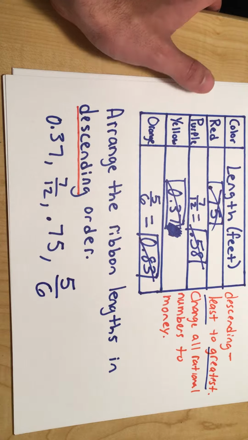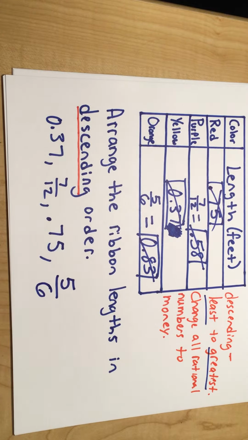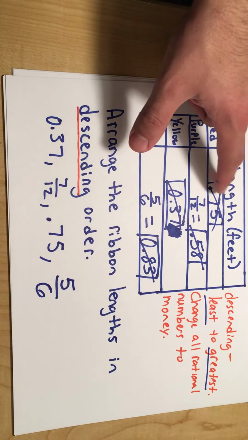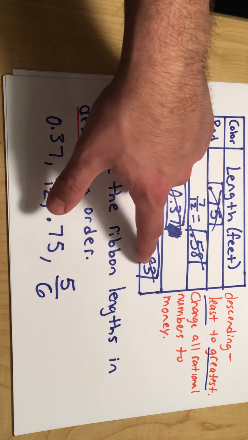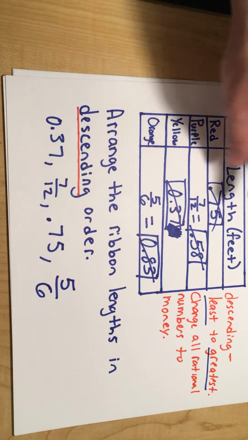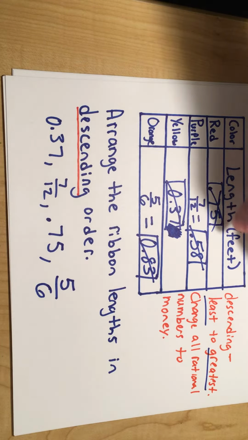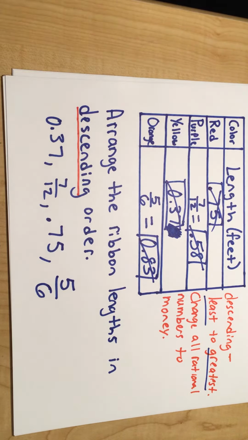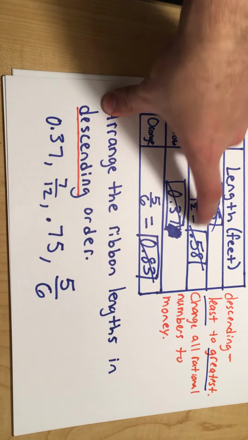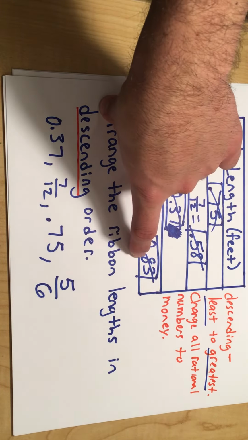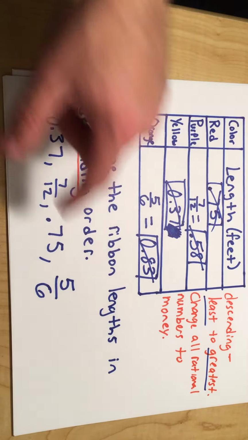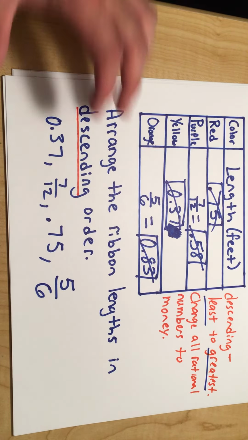So this is probably the best strategy that I have come up with and that my students really like. We want to change all of our rational numbers into decimals, and we want those decimals to only go to the hundredths place so that they can look like money. Because once we change all of our numbers to decimals, it's very easy to compare them. Decimals that look like money. So again, 75 cents, 58 cents, 37 cents, and 83 cents is very easy for us to compare and put in order from the smallest to the greatest.